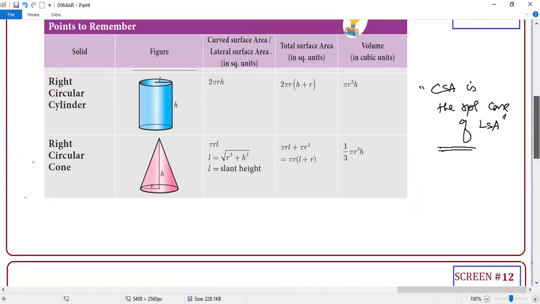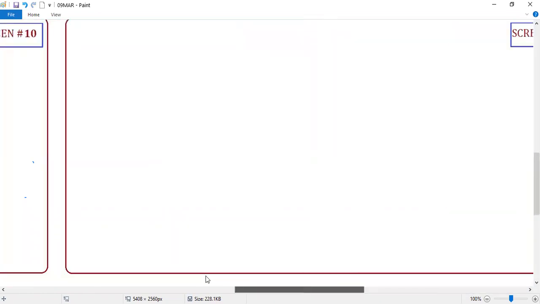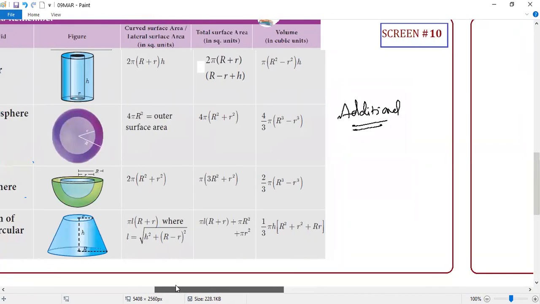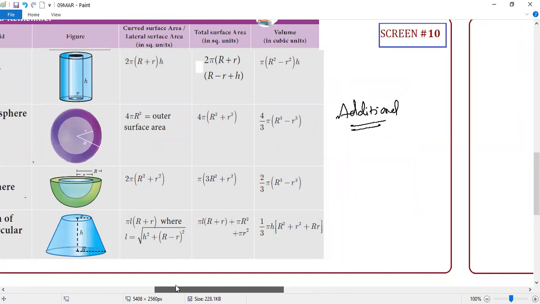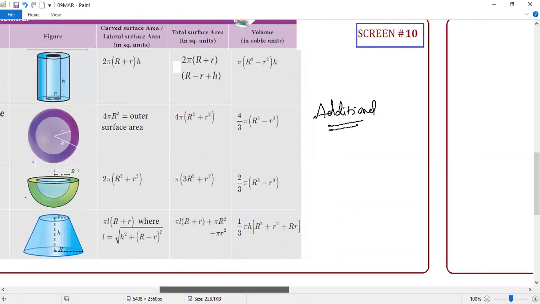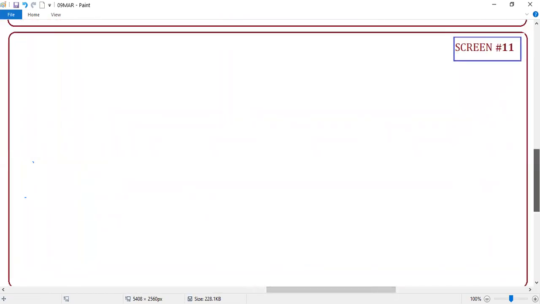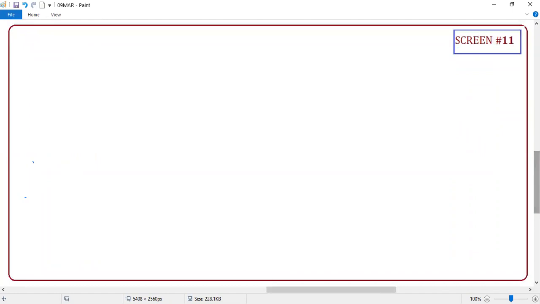If you are not clear, remember this: I can use LSA everywhere. But CSA means I have to apply the condition whether the surface area is in the form of a curve. Any doubt, my dear students? No doubt? Guys, are you ready? So only two things remain. One is combination of solids. The other one is conversion of solids.